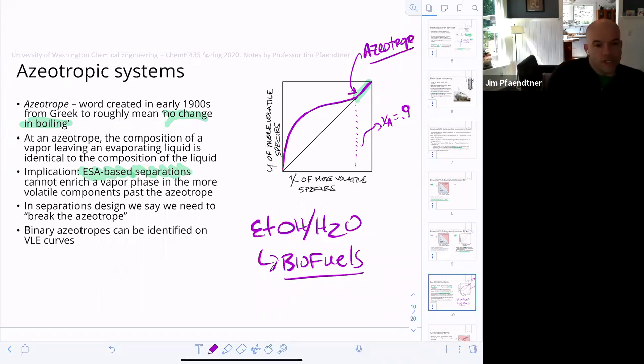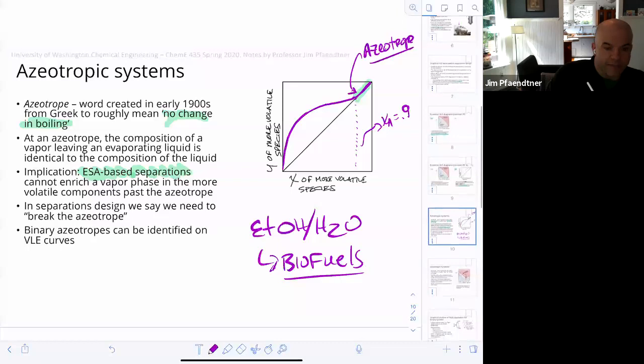So for the separation of ethanol and water in biofuels plants, or in the food industry, if you're trying to make 200 proof alcohol that's totally pure, you need an additional way to do the separation. In Chemie 437, there's an experiment that explores that, and you'll learn a little more about that process there. But the one example I would say every Chemie always knows about is ethanol water separation and the azeotrope being at a very high ethanol content.